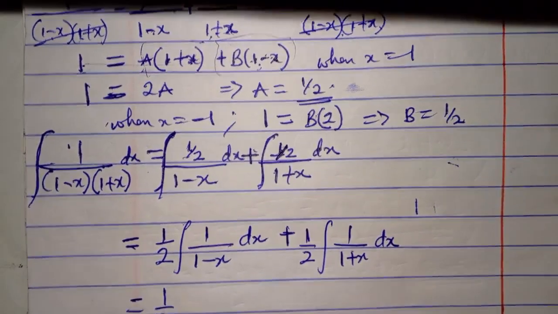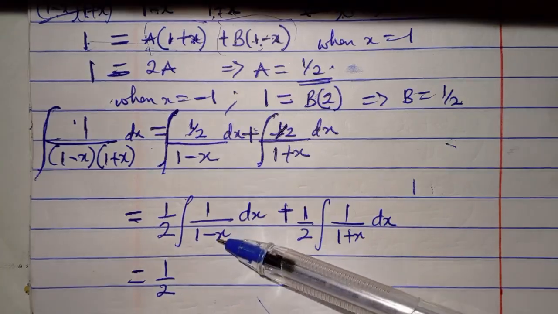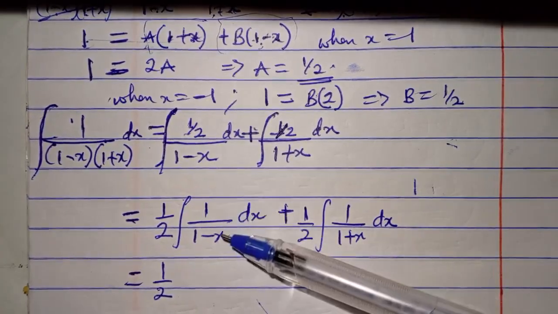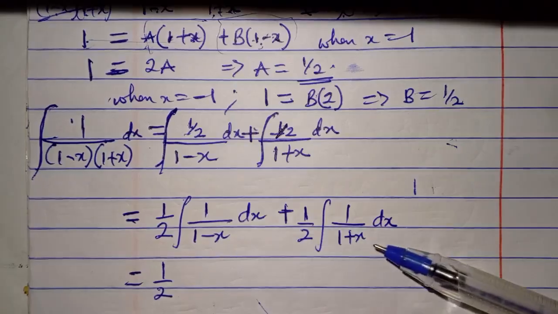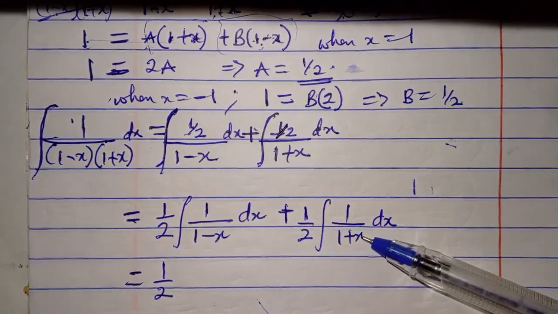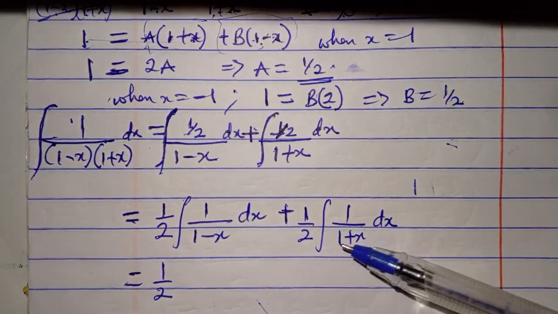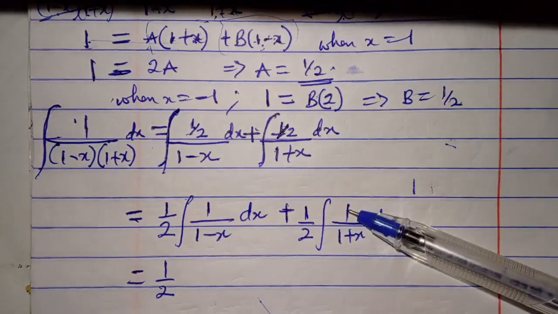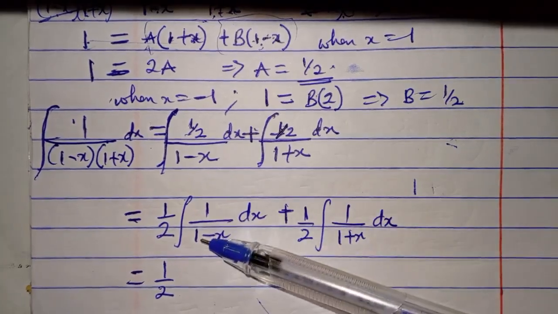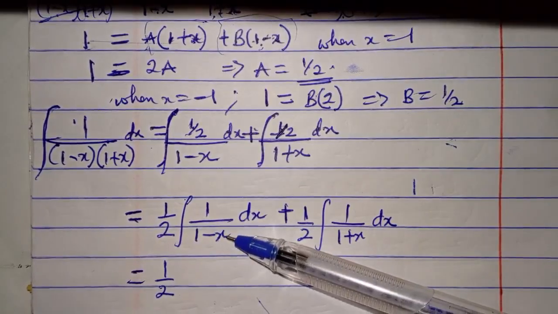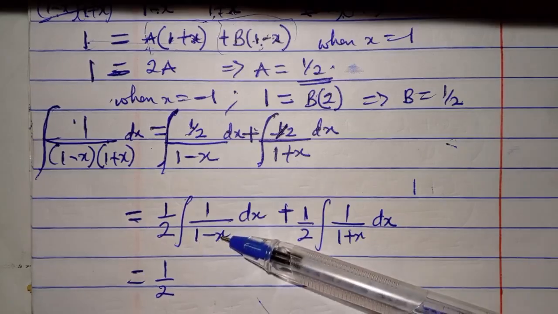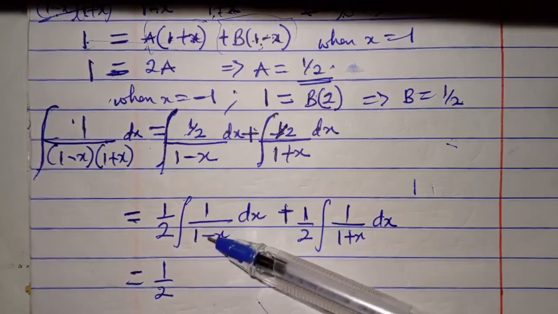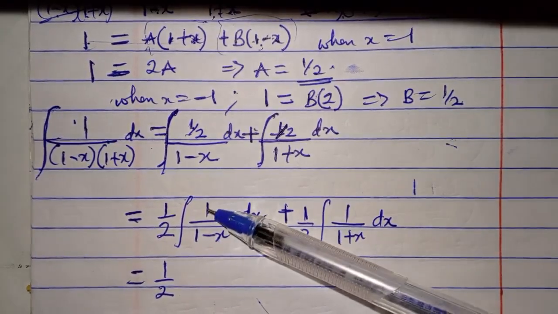I said something just now. If the derivative of the bottom is the numerator, then the integral is the natural logarithm of the bottom. In this case, we have 1 plus x at the bottom. Differentiate 1 plus x with respect to x, that's 1, right? And that's exactly what we have at the top. But in this case, it is 1 minus x at the bottom. Differentiating 1 minus x with respect to x gives minus 1, because this x here is negative. But we have plus 1 at the top.